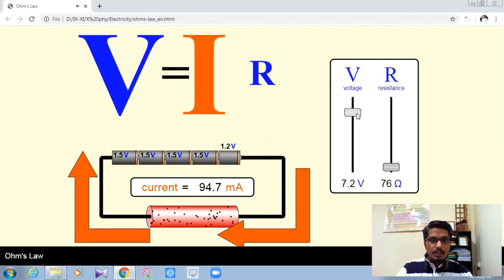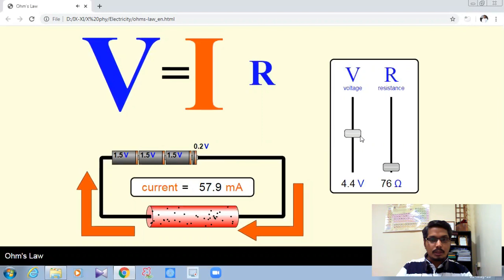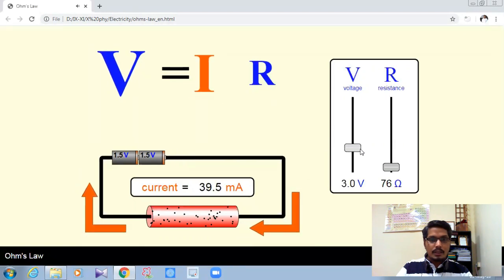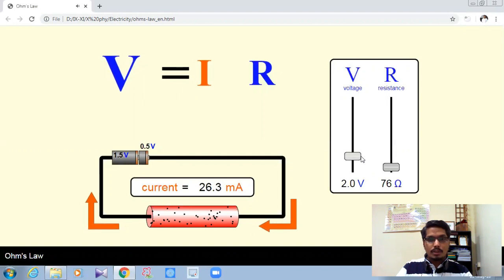When the voltage decreases, the current also gets decreased. We can say that voltage is directly proportional to the current flowing through the circuit.